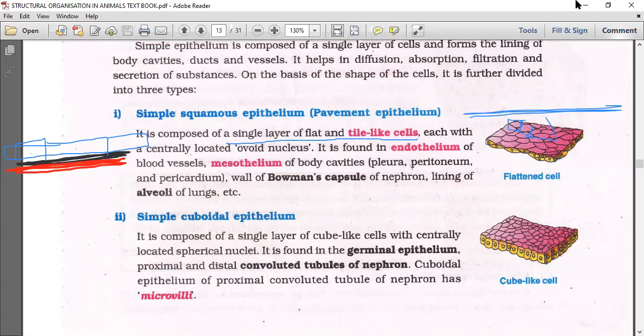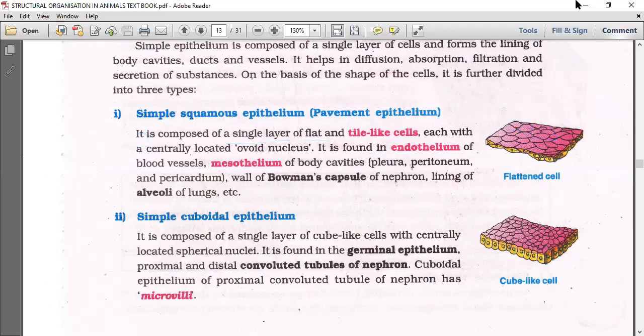If you see the three-dimensional diagram, that is, if you see it in two dimensions, we can see flat tile-like cells, each with a centrally located ovoid nucleus. Flat tile-like cells lie on the basement membrane with an ovoid nucleus. Okay, that's it. That is simple squamous epithelium. We can say pavement epithelium, because the cells are arranged like the tiles of a floor.